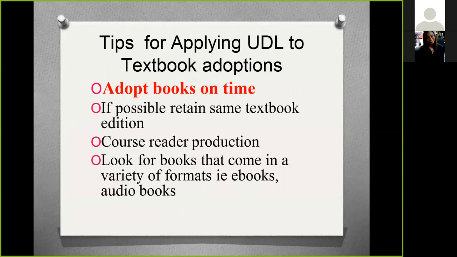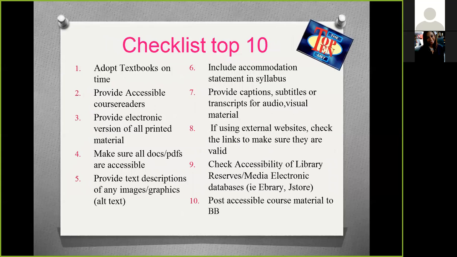That was just the tips for applying universal design for learning to the course textbook and course reader adoptions, or just to recap what Coco was saying, make sure to adopt textbooks on time. If possible, retain the same textbook edition, and look for books that come in a variety of formats like electronic, digital books, and audiobooks. If I had to pick a top 10 list, these would be it.